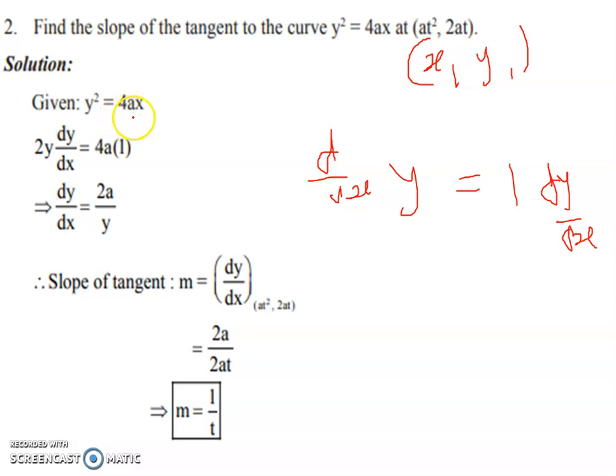4ax: 4 and a are constants, and derivative of x is 1. So dy by dx is equal to 4a upon 2y, that is 2a upon y. Now slope of tangent: we have the formula m is equal to dy by dx at the point (at square, 2at). We put 2a as the same, and y is equal to 2at. 2a and 2a get cancelled, 1 upon t is remaining. So the slope of the tangent to the curve y square is equal to 4ax at (at square, 2at) is 1 upon t.